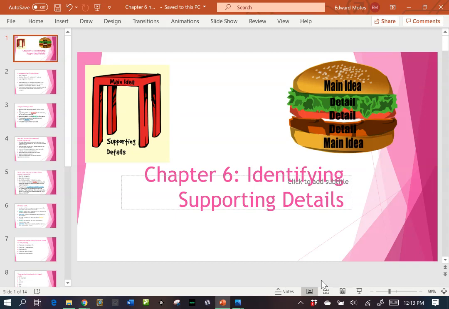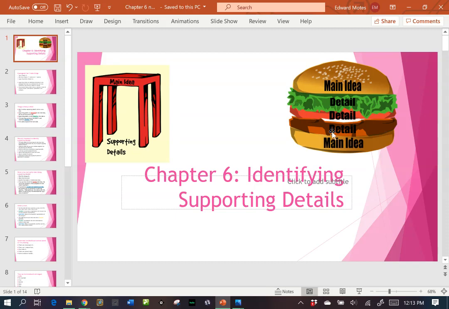And supporting details, kind of think about those with these two images on the screen here. On the left, I have this red table. And so if you think about when we pick out the stated or implied main idea, that's our table where we place everything. But our supporting details are the legs. That is what holds up that table.